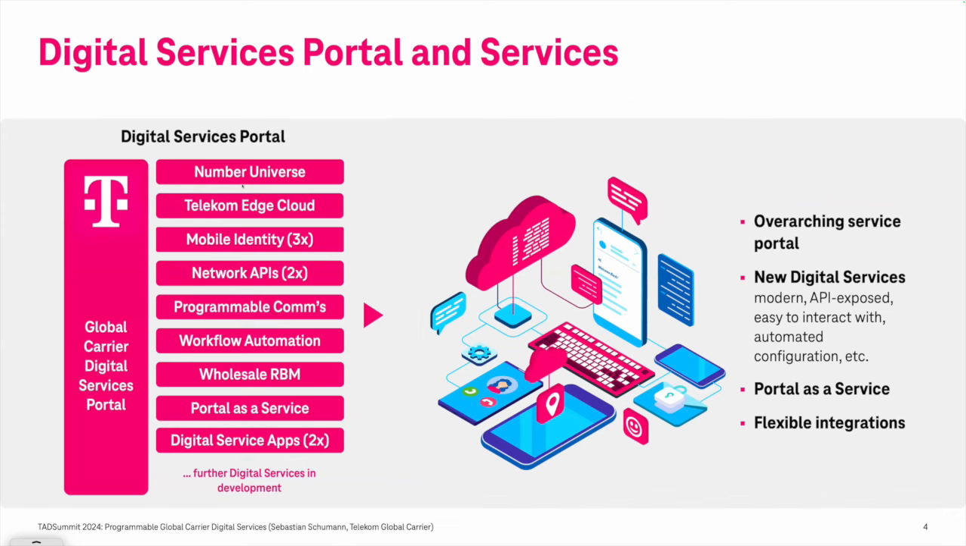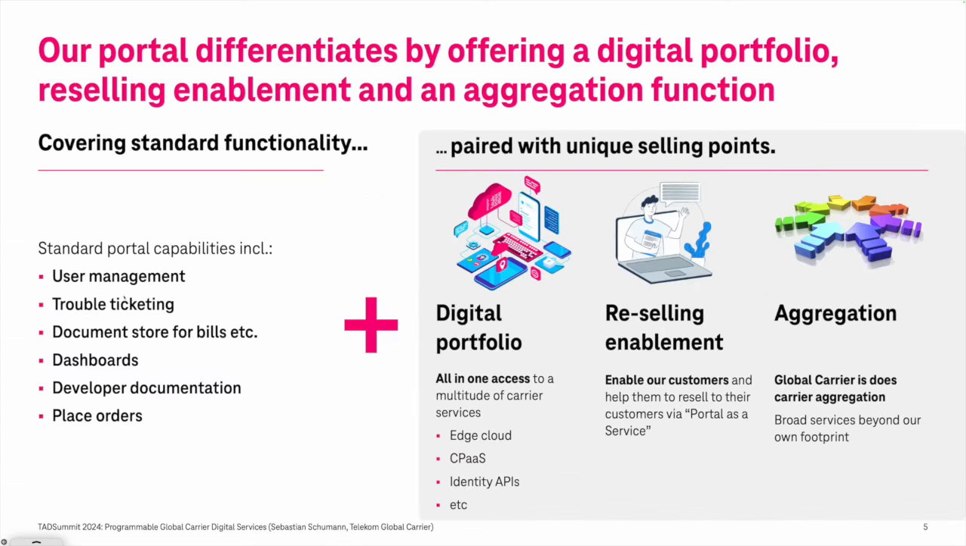We've made these capabilities part of our stack, and they can be used by any of the services that we're onboarding. So there's significant saving in resources, which contributes to time to market. We have a document store to share documents with customers, with documentation all in one place. And for some of the more integrated services, you can even place orders. And then on top, the USPs, again highlighting here the new portfolio: Edge Cloud, CPaaS, Identity APIs.